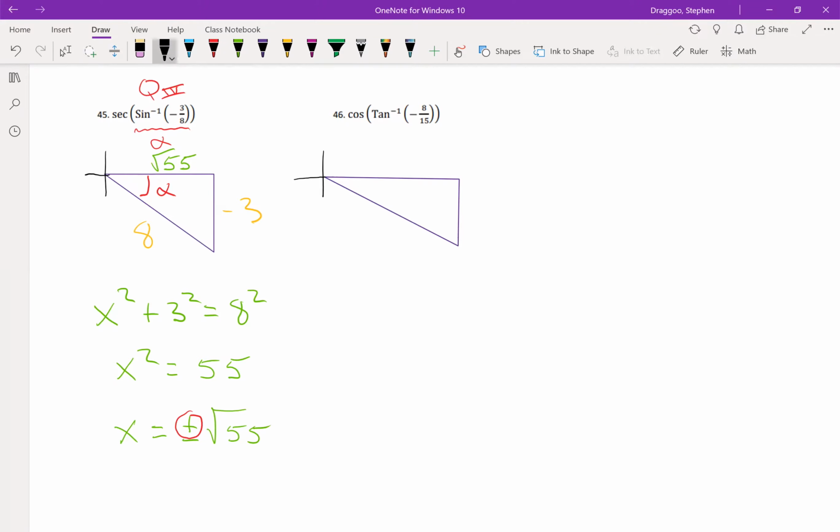But enough about all of that. Let's actually answer the question. I wanted the secant of this angle alpha. And secant is hypotenuse over adjacent, so 8 over the square root of 55. Or if we're rationalizing this, 8 root 55 divided by 55.